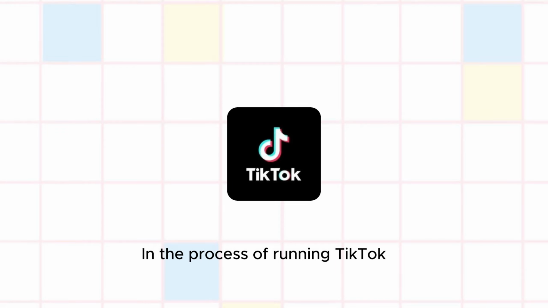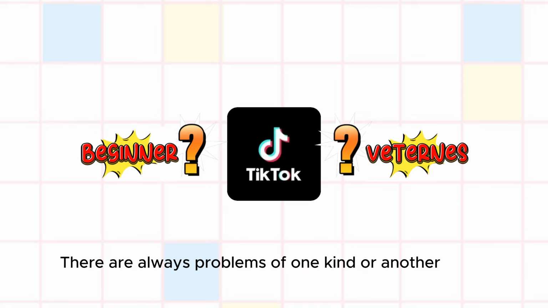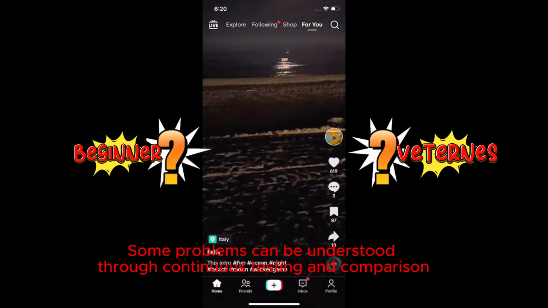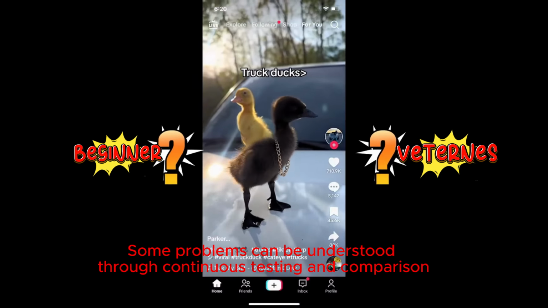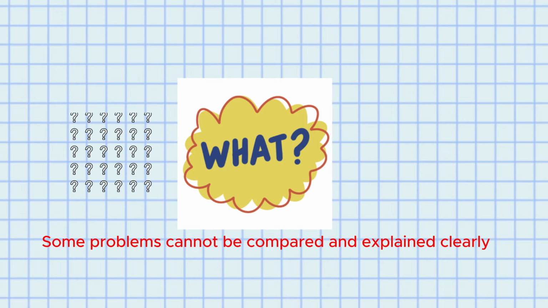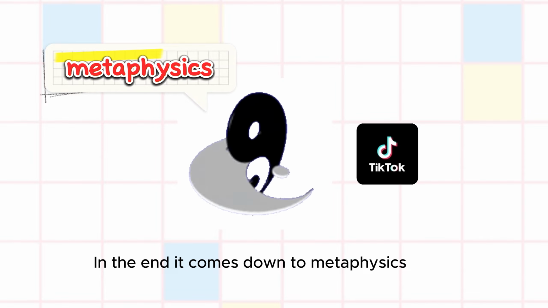In the process of running TikTok, beginners and veterans alike, there are always problems of one kind or another. Some problems can be understood through continuous testing and comparison. Some problems cannot be compared and explained clearly, and will make many people unclear. In the end, it comes down to metaphysics.